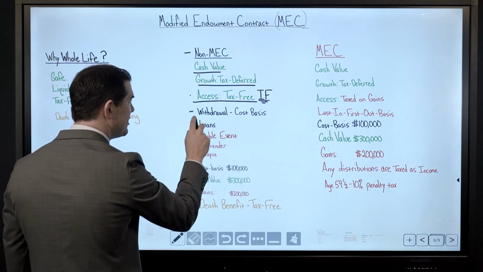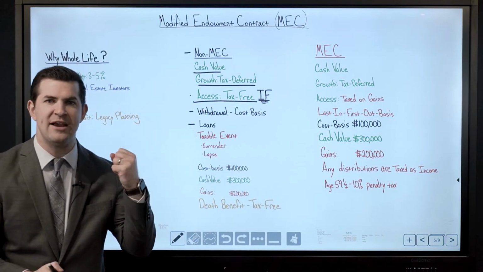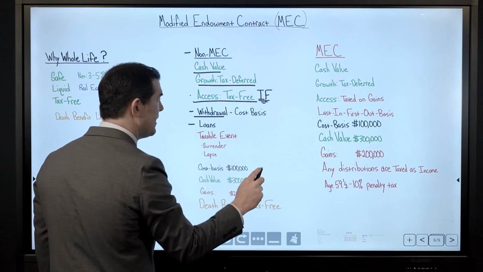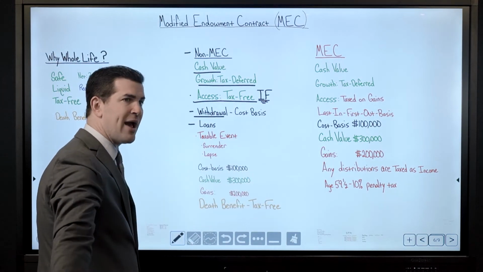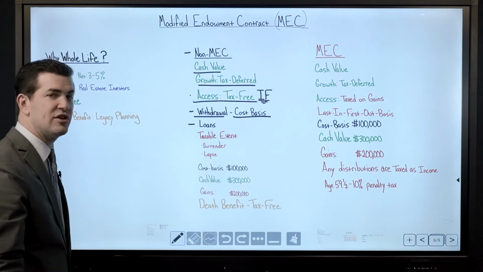Well, there are 2 transactions which allow me to actually pull money from the cash value in my life insurance policy. The first one is a policy withdrawal. If you have a whole life insurance policy, you can always withdraw up to your cost basis.